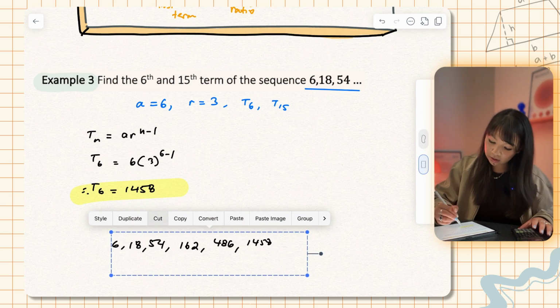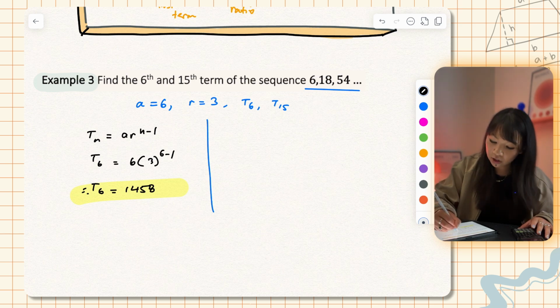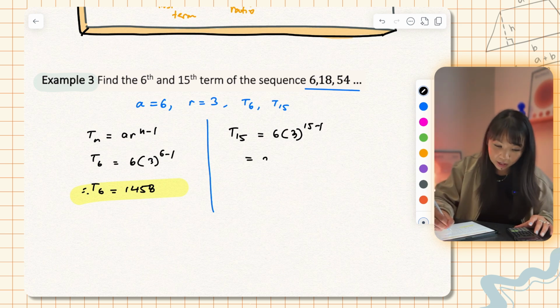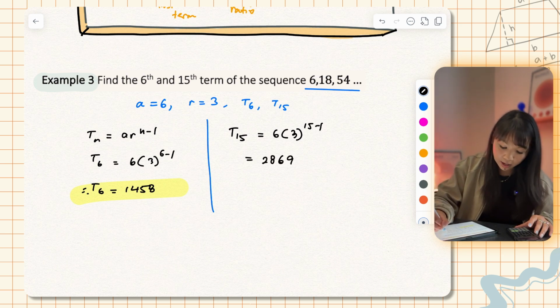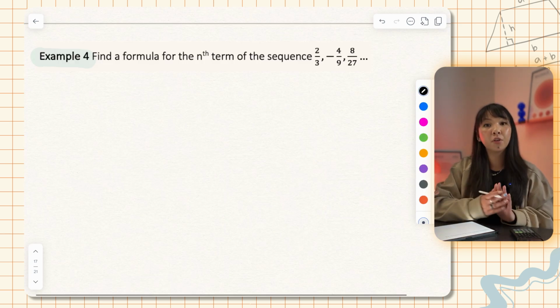Okay, so now I need to find the 15th term, and you can imagine it's going to be very large. So T15 is going to be A bracket R to the power of n minus 1. This is going to be 4,782,969... no: 28,697,814. Massive. Lovely. Okay, moving on to the next question.